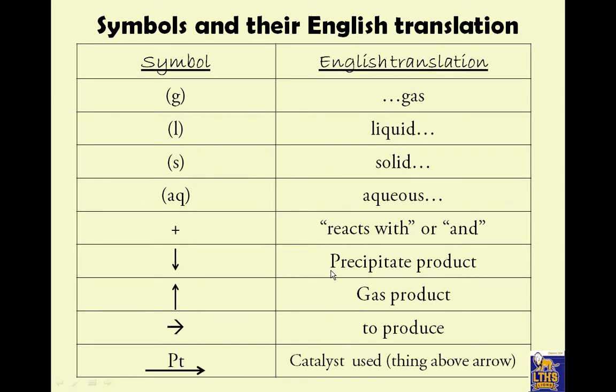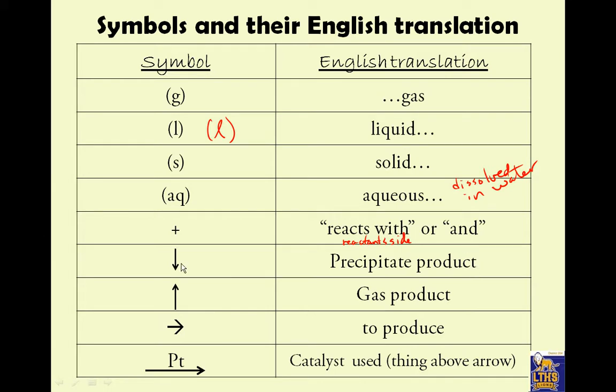Okay, so what other symbols are you going to see in a chemical reaction? You should write this table down. I know it's going to take a couple minutes, but you have to be able to translate. If you see parentheses with a G, then you're thinking of a gas. If you see parentheses with an L, then you're thinking of a liquid. Parentheses S is solid. Parentheses AQ is aqueous, which means dissolved in water. A plus sign can mean either reacts with, if it's on the reactant side of the arrow, or it can also mean and.